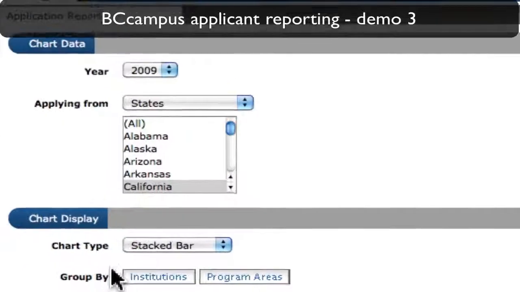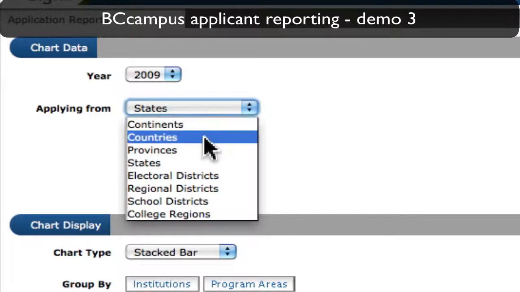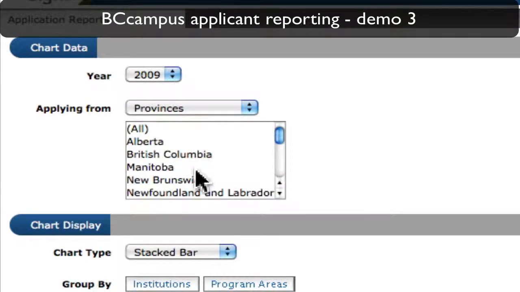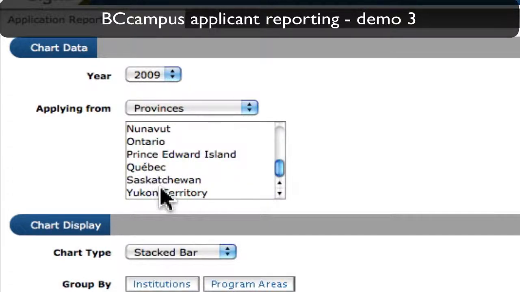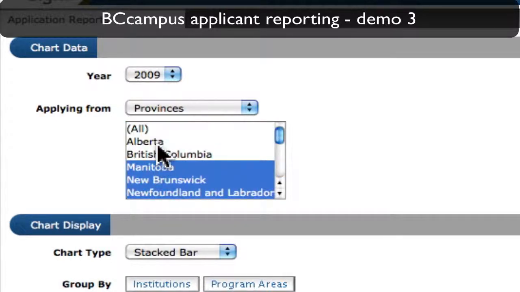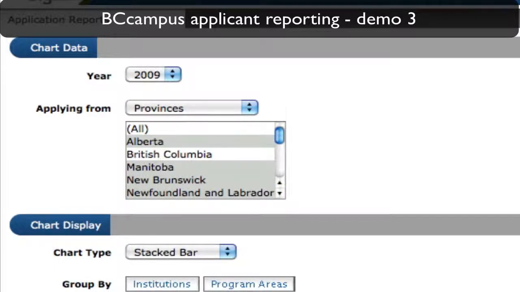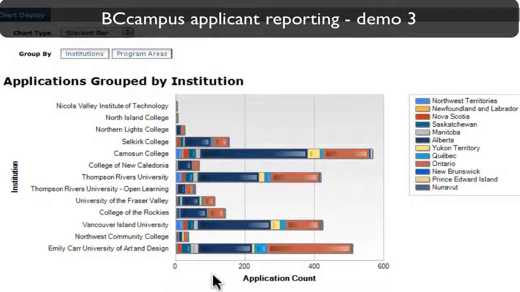Another area we could look at is by province. Since the majority of applications would clearly be from BC, we can exclude BC and look at the resulting chart. Again, we can see that 4 institutions received quite a number of applications from primarily Alberta and Ontario.